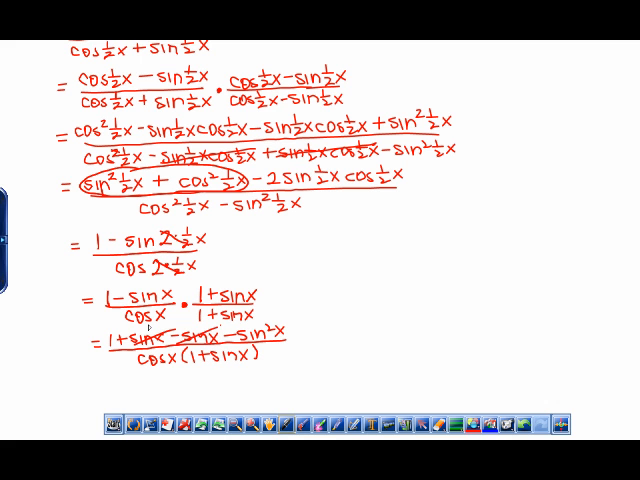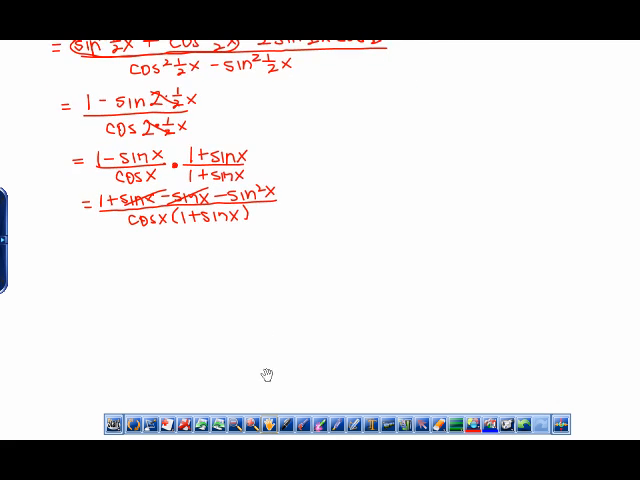Okay, so look what happens. 1 minus sine squared. What is 1 minus sine squared? It's cosine squared. So now I have cosine squared x all over cosine x times the quantity 1 plus sine x. Now one of these cosines cancels with that cosine, and I have exactly what I was trying to prove. This is a strange problem.